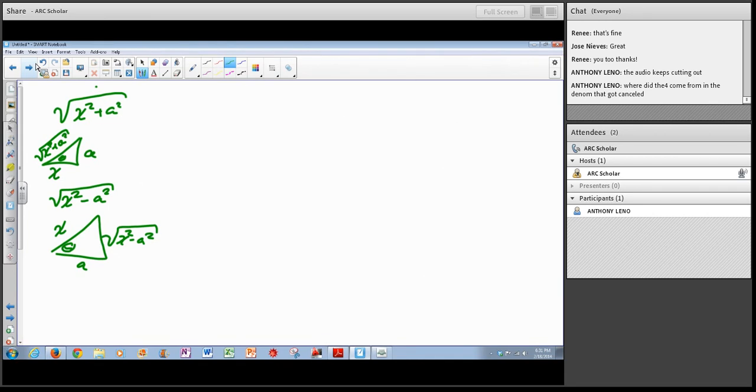And then the last case would be if we have a squared minus x squared. What do you guys think? What's my hypotenuse? Right? And then pick a leg, pick a leg. Triangles are the best thing ever.